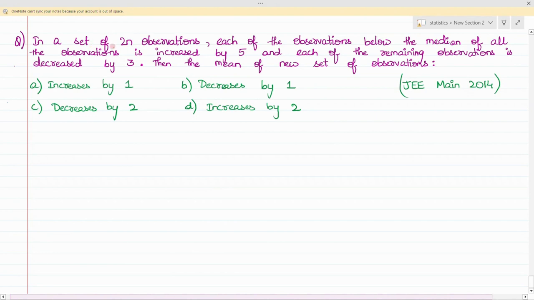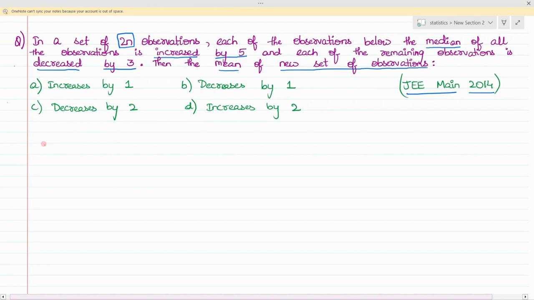In this question, there are 2n observations. Each of the observations below the median is increased by 5, and each of the remaining observations is decreased by 3. Then we need to find the mean of the new set of observations. And this question was given in JEE Main 2014.